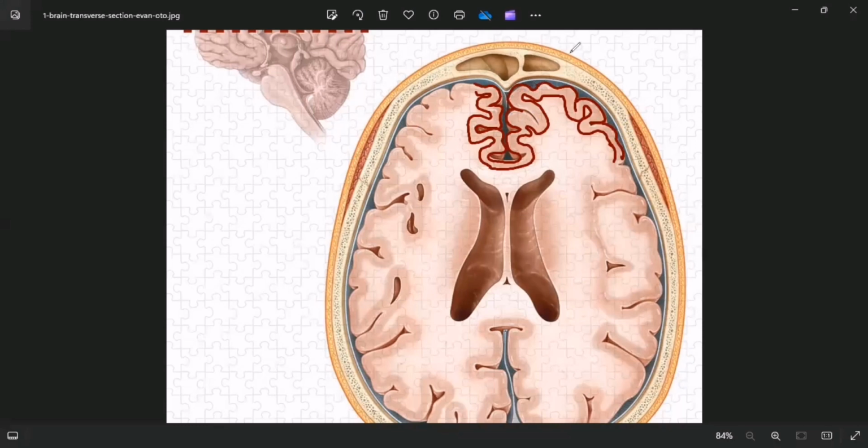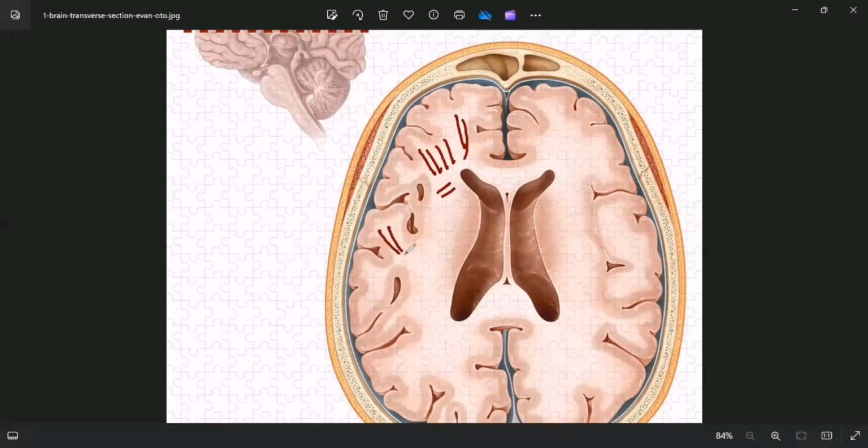Okay, good. So do you see that even in the brain there is a demarcation? This is actually the cerebral cortex, isn't it? Are you following me? Then this is the white matter. The white area is the white matter. Are you getting me? Let me put it this way.